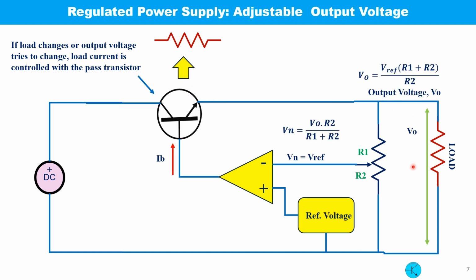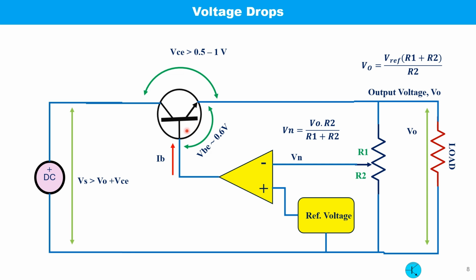Now, if we use a potentiometer at the output as shown in the circuit diagram, we can adjust our desired output voltage, and that output voltage will be regulated under various circumstances. Now, for a regulated power supply, we have to consider some voltage drops, like the base emitter voltage drop VBE. It is around 0.6 volt and does not vary much throughout its entire operating range. The collector emitter minimum voltage drop varies from 0.5 to 1 volt depending on the load current.